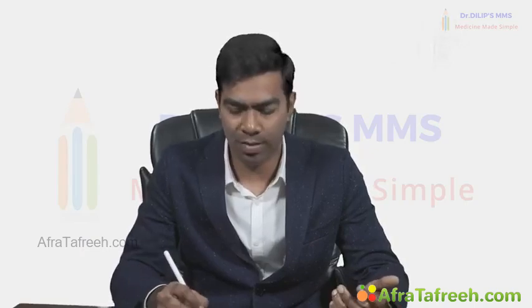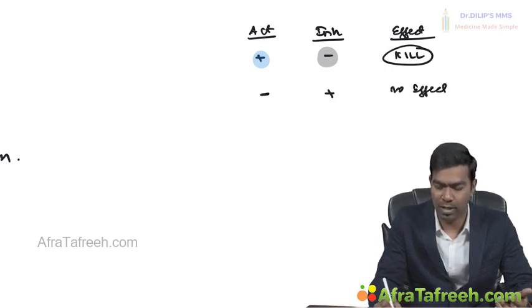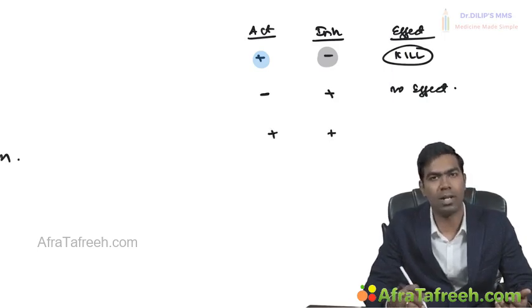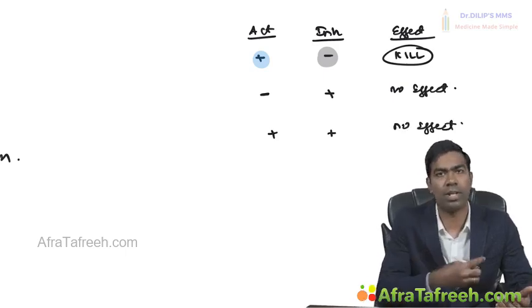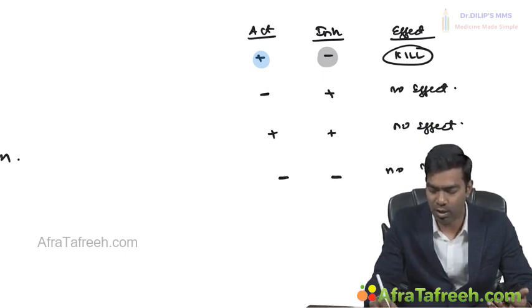Any other combination will not have any effect. For example, if you don't have activating receptor and you have only inhibitory receptor, no effect. The cell will not be killed. Similarly, if both activating and inhibitory receptors are present, still there will be no effect and killing will not happen. That's what we saw in the example in that diagram. If both are absent also, still you will not have any effect.